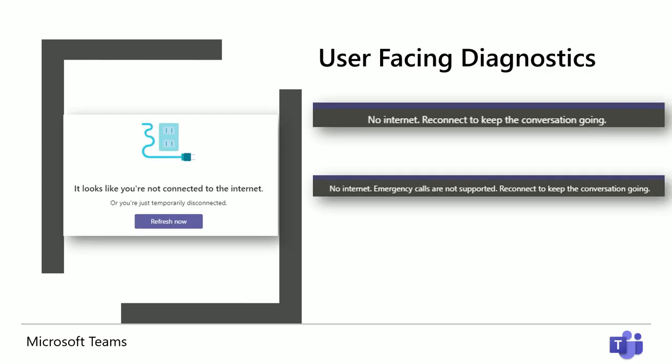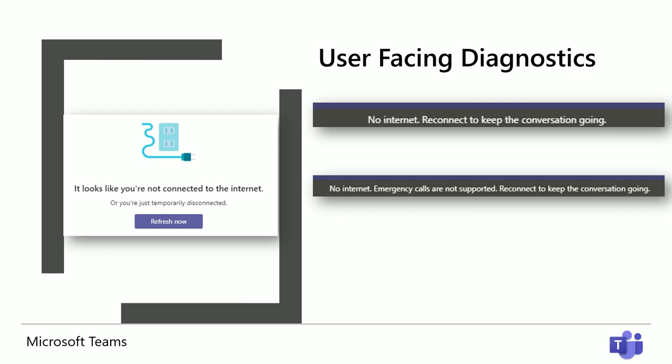We can tell because we've included some user-facing diagnostics. The first user-facing diagnostic will show if we detect the client is not connected. We'll tell the user there's no internet connectivity, please reconnect to keep your conversations going. If we try to send a message without the internet, it fails. More importantly, we added a refinement for our users who have external calling capabilities.